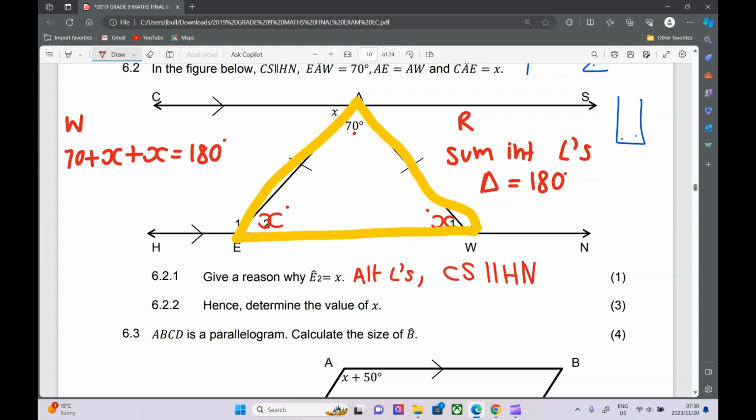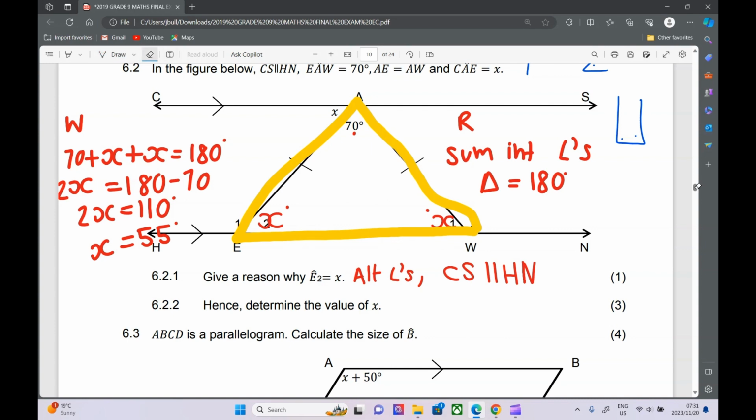Okay, so we could then work out, so let's take the 70 across. So I'm going to say x plus x, let's just say 2x. So 2x is equal to 180, take away that 70. So 2x is equal to 110. And then if I just want 1x, it's half of that. So x is half of 110, which is going to be 55 degrees.